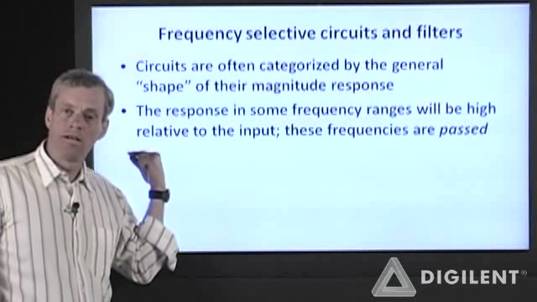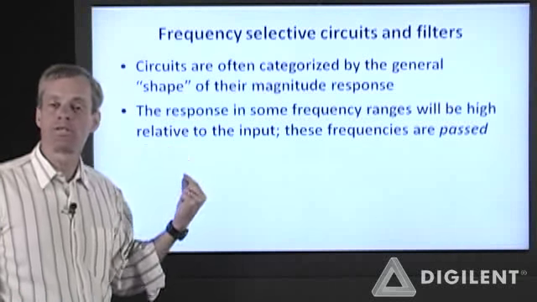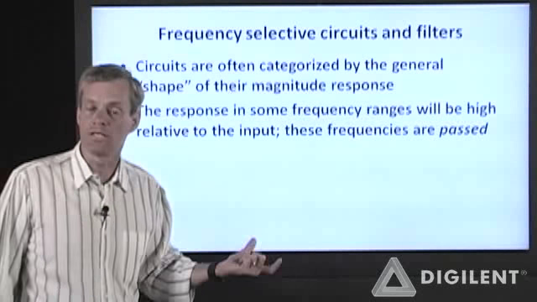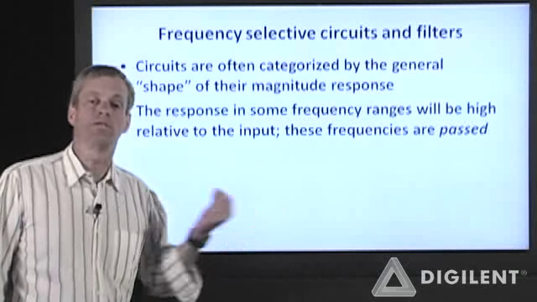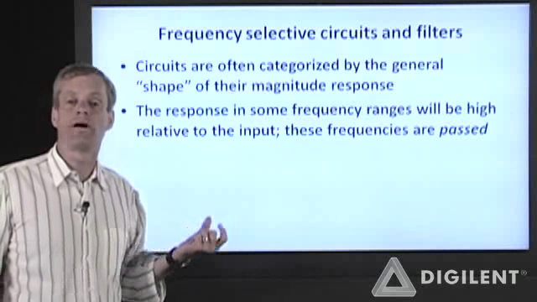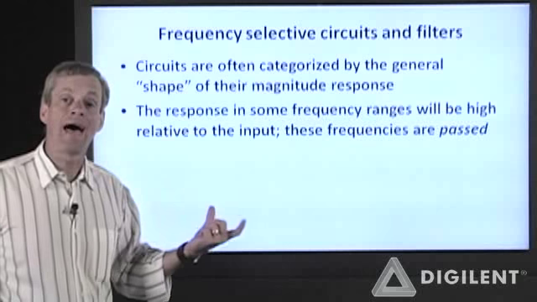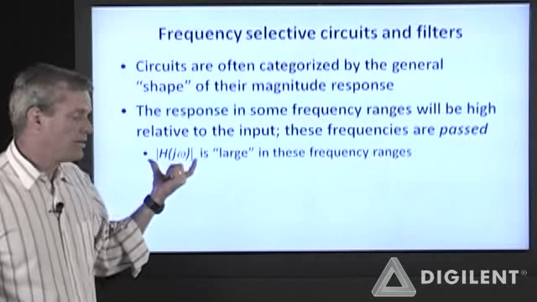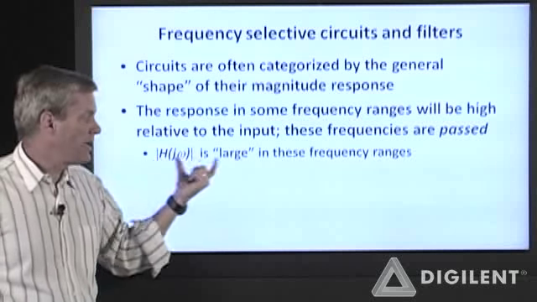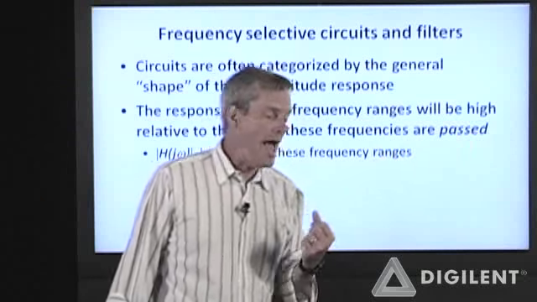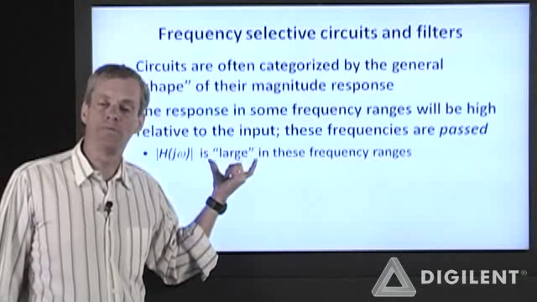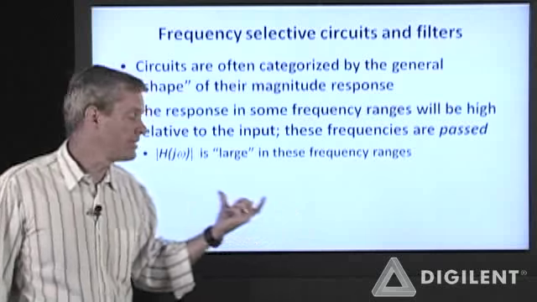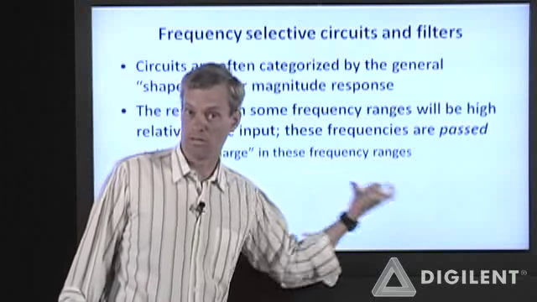Previously, when I was looking at our RC circuit and our RL circuit, we saw that the RC circuit had a strong response to low frequencies. It was passing low frequencies. The RL circuit had a strong response to high frequencies. It was passing high frequencies. In general, the magnitude of H of j omega is large where frequencies are passed. And at the moment, I'm not sure what large means. Essentially, large means relative to the magnitude response at other frequencies.